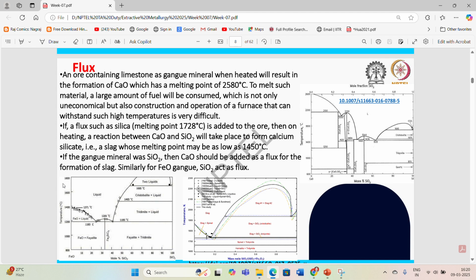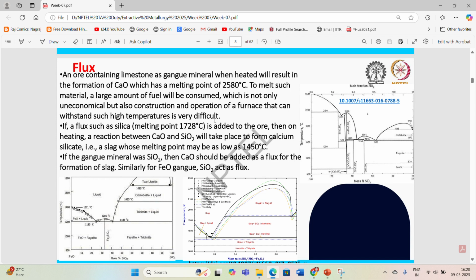Coming to the flux material, an ore containing limestone as gangue mineral, when heated, will result in the formation of CaO, which has a melting point of 2580 degrees Celsius. To melt such material, a large amount of fuel will be consumed, which is not only uneconomical, but also construction and operation of a furnace that can withstand such high temperatures is very difficult.